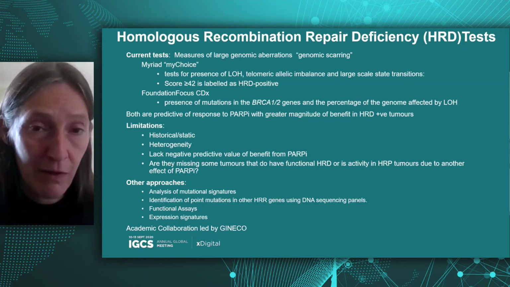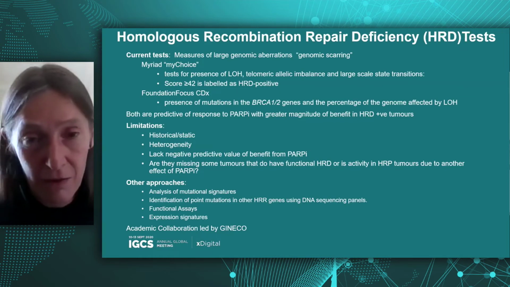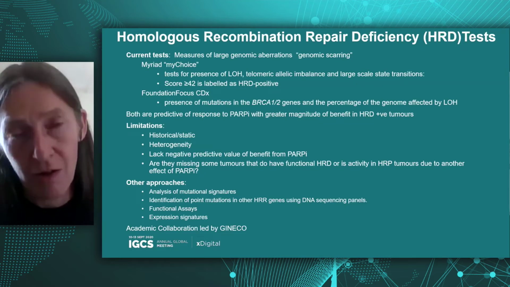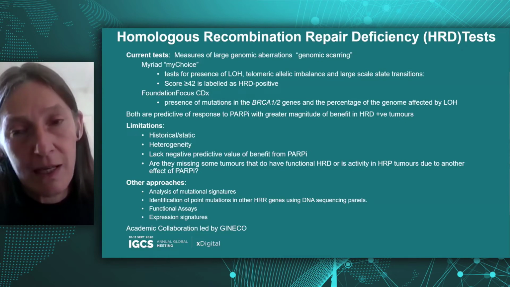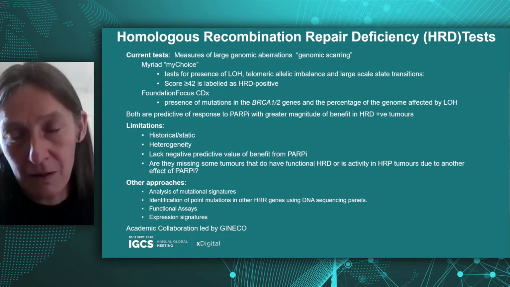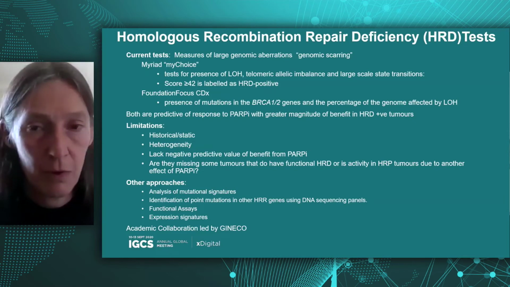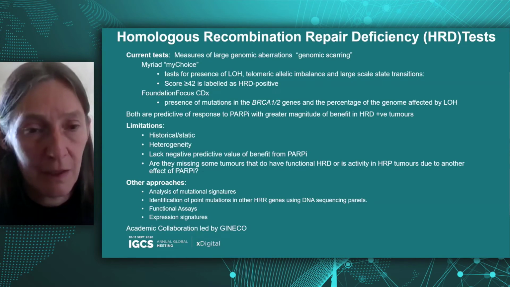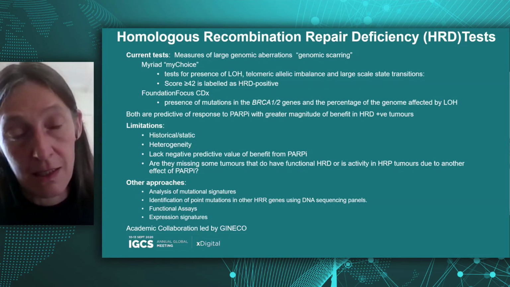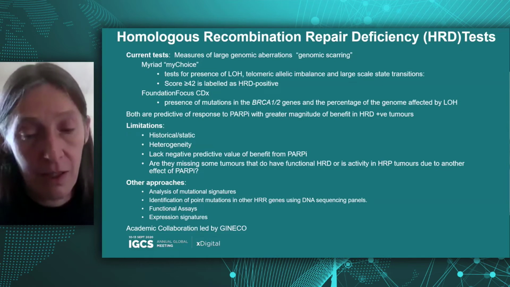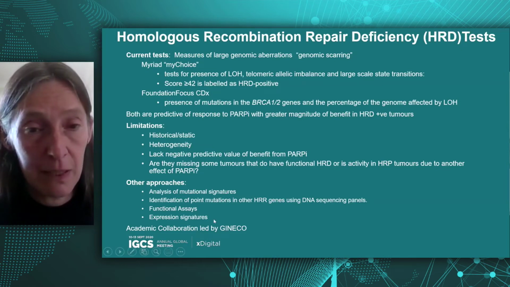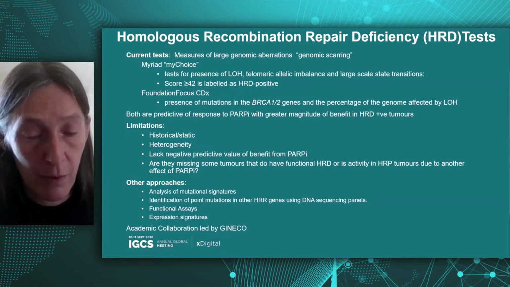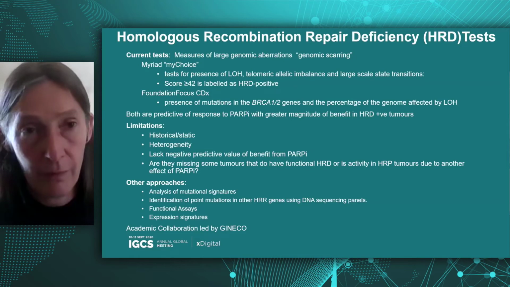And what we don't know is whether that is because they have to have a cutoff, and we're therefore just not including some patients that do have functional HRD within their tumour, or whether it's actually that there's a different effect of PARP inhibitor in those HR proficient tumours that's producing the benefit. So there are a number of different approaches underway. The challenge for all of them is that they need to be validated in prospective trials, and I think it's really, really important, and I'm very pleased to see the academic collaboration that's going on, led by GINECO, where different approaches will be tested in those parallel samples.